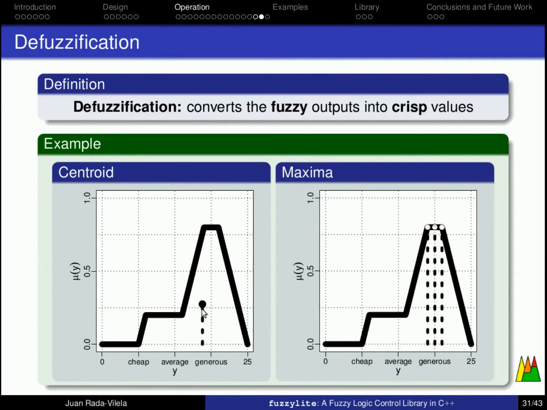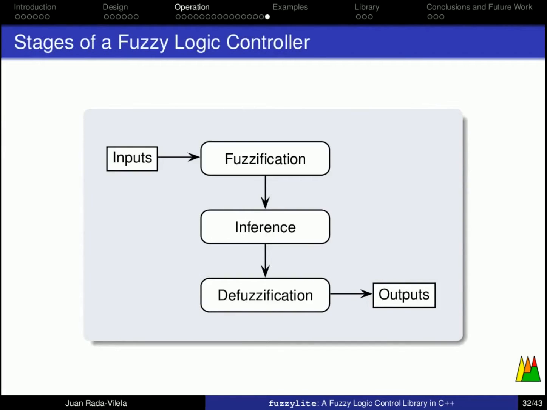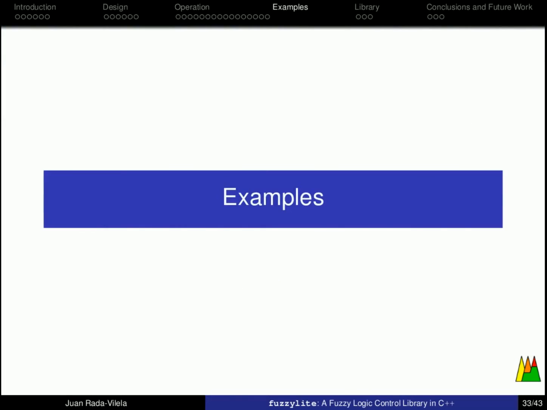Other examples are the maxima defuzzifier, which can return the smallest, the mean, or the largest x value from the maximum membership function. And after the defuzzification, we have the output values of our fuzzy logic controller. So let's take a look at some examples.